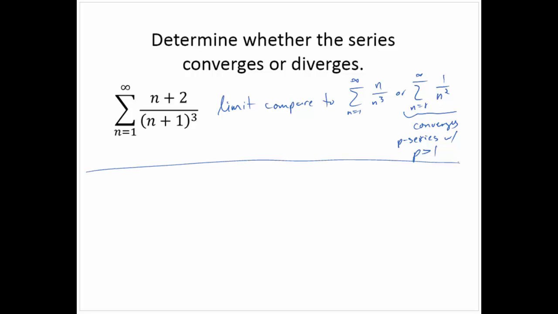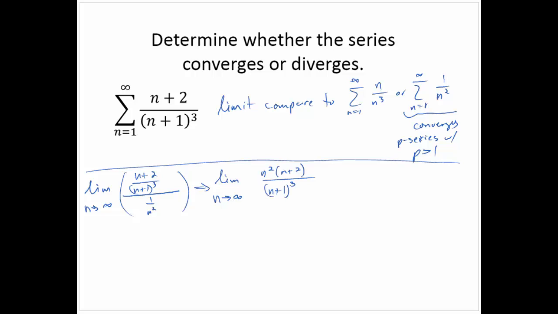All right, limit comparison test. So I would take the limit with n approaching infinity of a sub n, that would be (n plus 2) over (n plus 1) cubed, over 1 over n squared. So this becomes the limit, n approaching infinity, a little bit of algebra here. I would have n squared times (n plus 2) over (n plus 1) cubed. All right, a little bit more algebra.